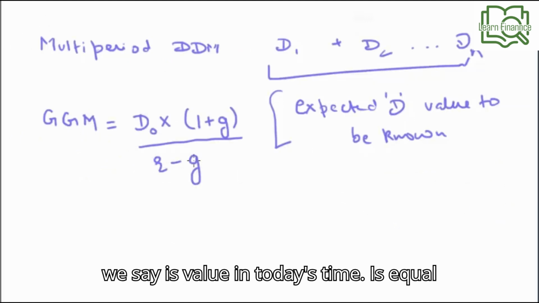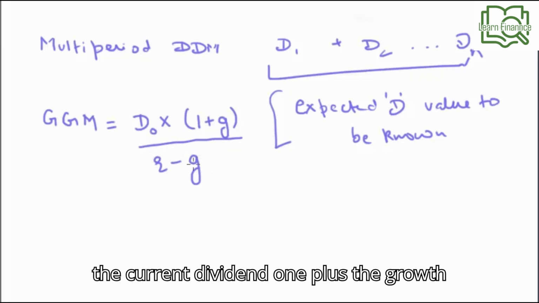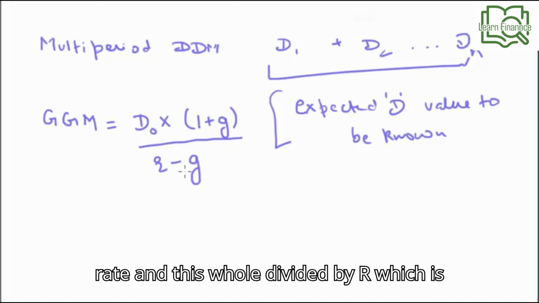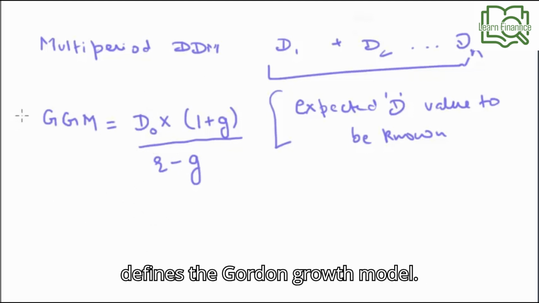Under this, what we say is that value in today's time is equal to the dividend which is paid this year, or the current dividend, times 1 plus the growth rate. And this whole thing is divided by R, which is cost of equity, minus growth. This really defines the Gordon growth model.